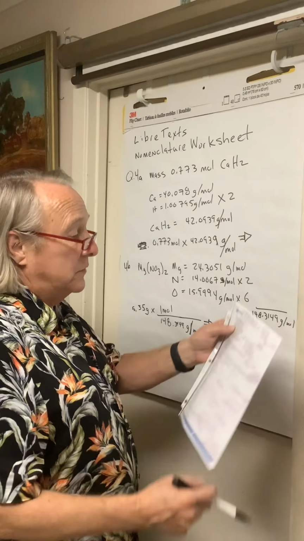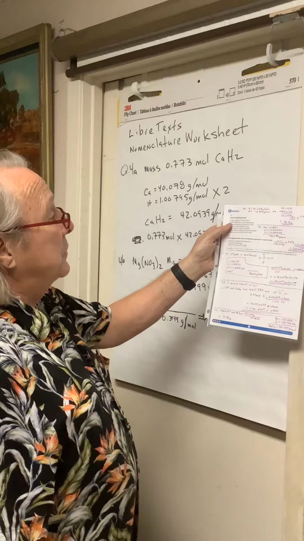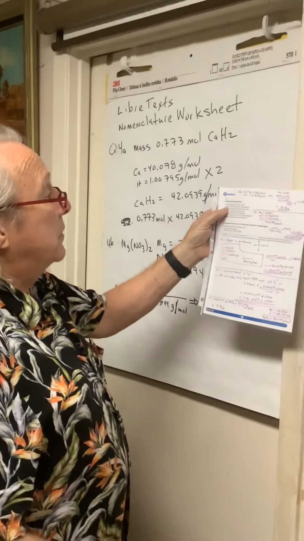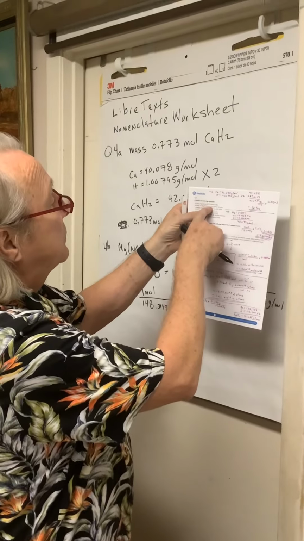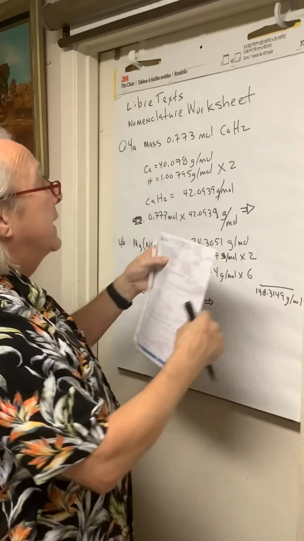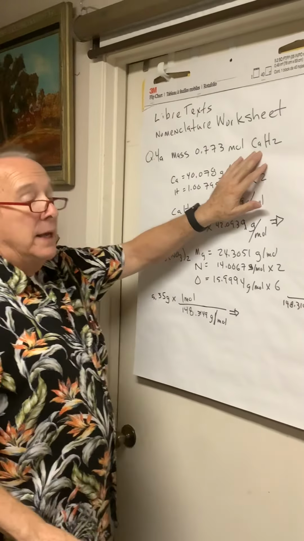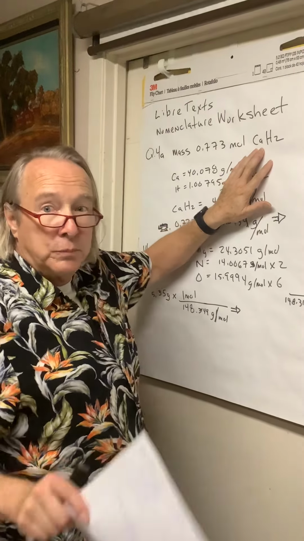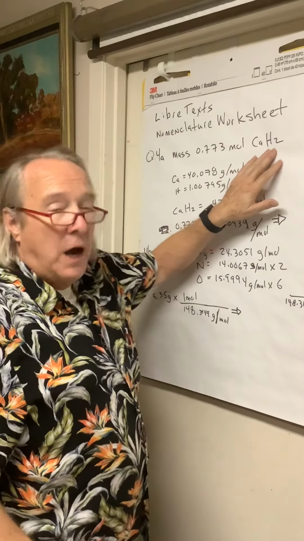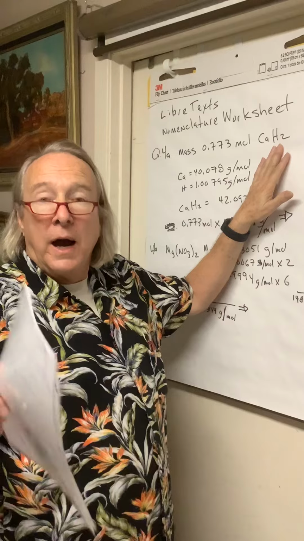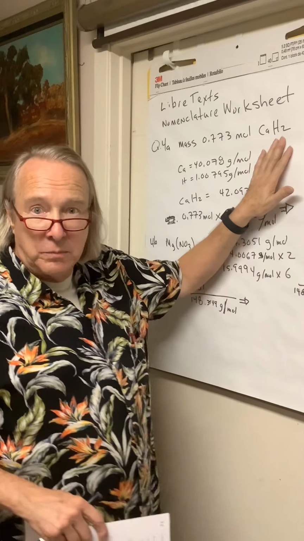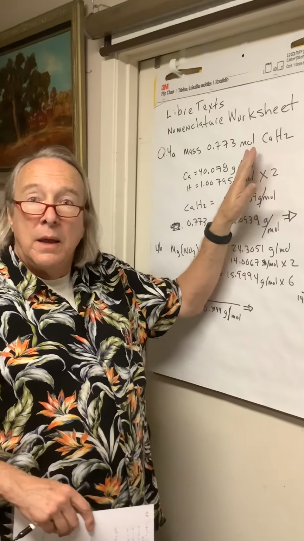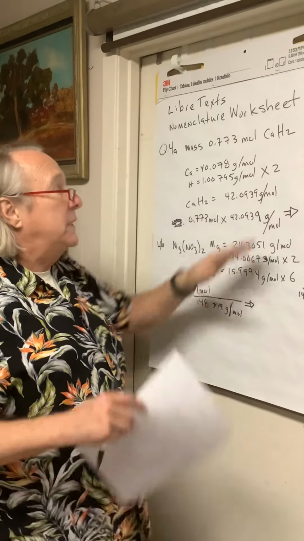The first one says, well, in general, it says calculate the following quantities. The mass in grams of 0.773 moles of calcium hydride. Calcium, it's group 2, it's always plus 2. Hydride. Hydrogen can be plus 1 or it can be minus 1. In this case, it's minus 1. This is plus 2, so I need 2 of these.